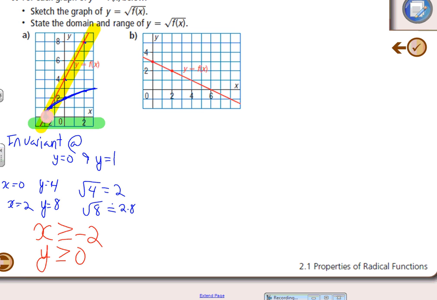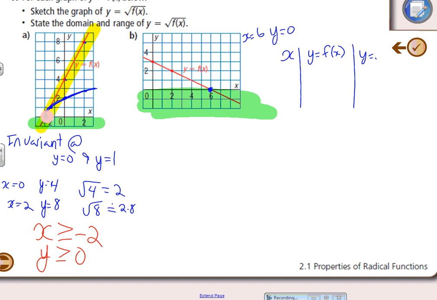All right, let's look at the second one now. This one's going in the other direction. So again, anything that's below the x-axis can't have a graph there. So we're going to start with it at the x-axis. When the y is 0, so that point is x equals 6. Actually, you know what? I'm going to make a little table of values. x, y equals f of x, and y equals the square root of f of x.